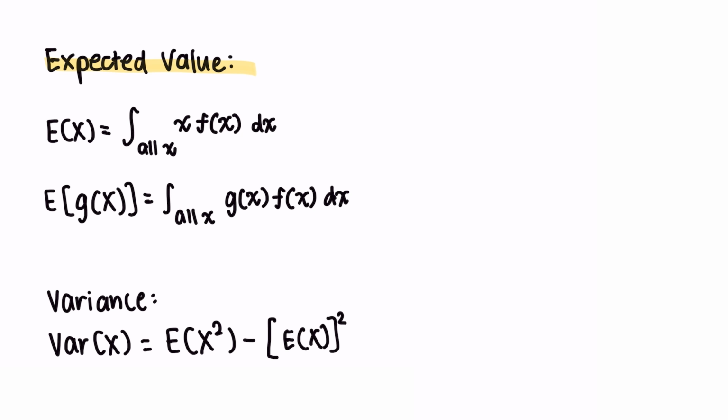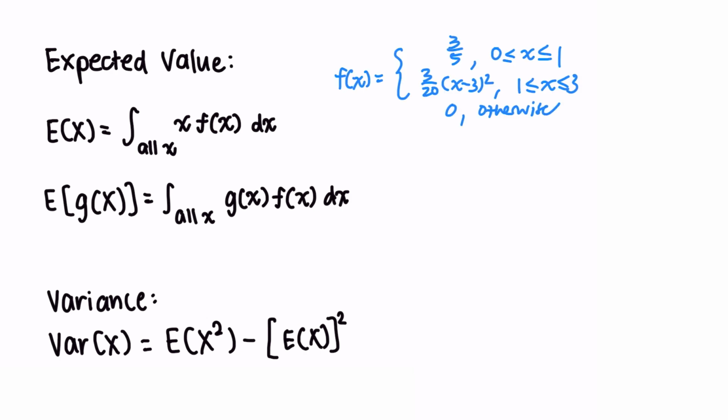Now let's move on to expected value and variance. If you remember, the formula for expected value for discrete random variables is just this. And you can see this is very similar, except that now it's an integral. So the expected value is the integral for all x of x times f(x), where f(x) is the PDF. Let me bring back the PDF from earlier to show you how to find the expected value.